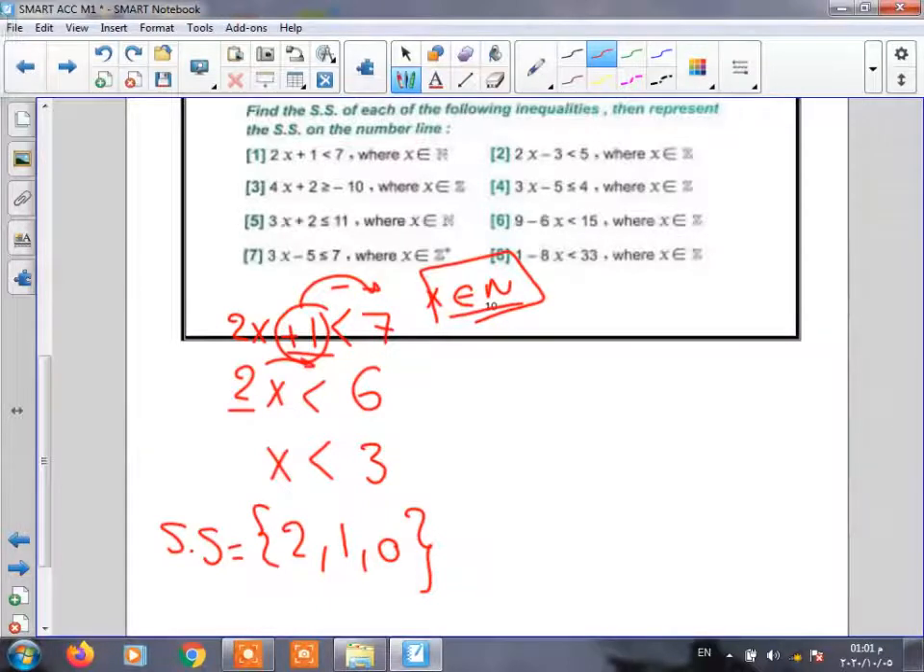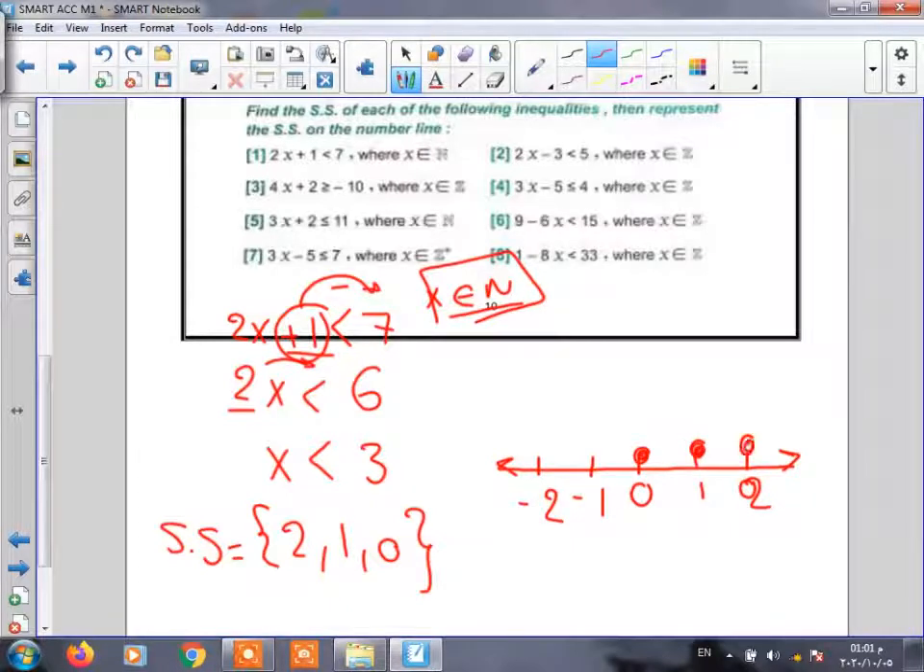To represent it on the number line, as we did before, we draw the number line and put 0 here, 1, 2, and negative 1, negative 2, but here I don't need the negatives. Put points at 0, 1, and 2. We can use a ruler to make the number line and leave 1 centimeter between each number and the next one.